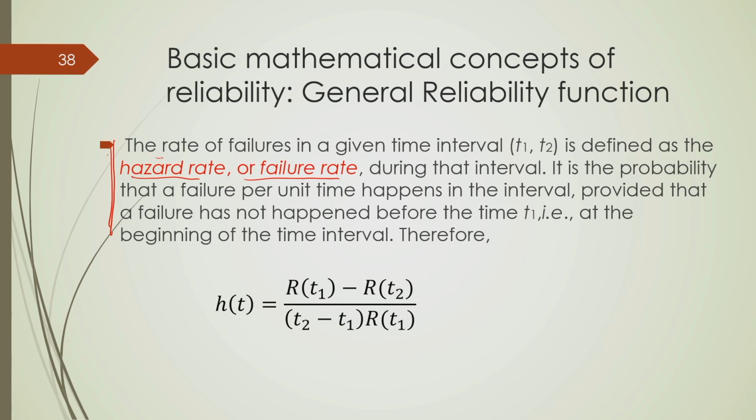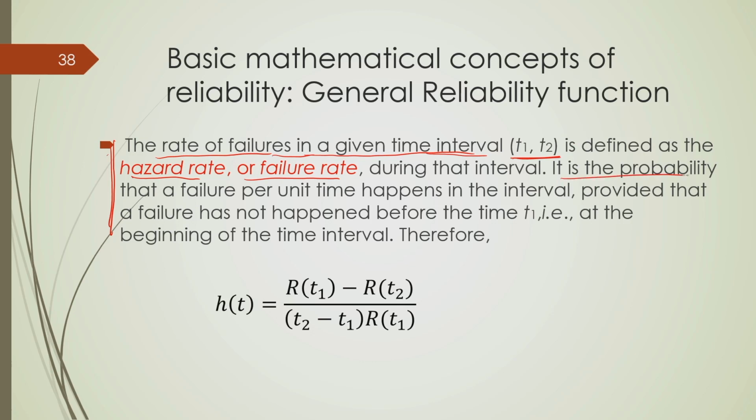This is basically the rate of failures in a given time interval t1 to t2. So, we already have seen in the last slide how to represent the reliability function or the failure distribution function at a time interval t1 to t2. Now, this hazard rate or failure rate is representing the rate of failures in a given time interval t1 to t2.